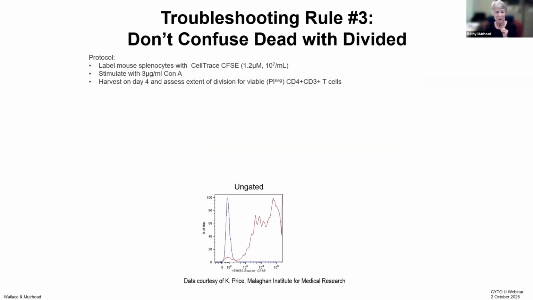The next thing is actually, you need to have a viability dye of some sort in every kind of dye dilution assay, because guess what? Dead cells shed membrane, they lose protein, and they will lose the label. And our assumption is that when we see a decrease in intensity, that means that the cells have divided, which means we've got to exclude other sources of dye loss.